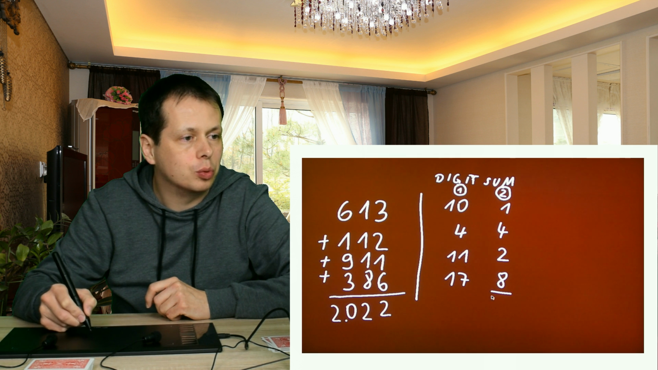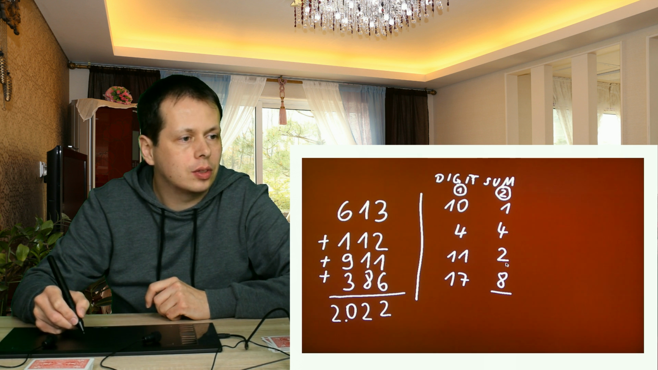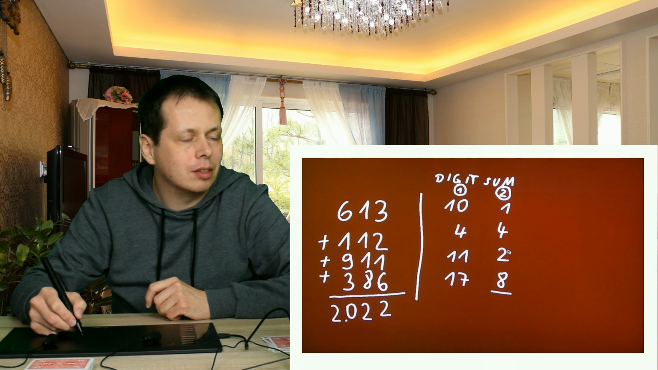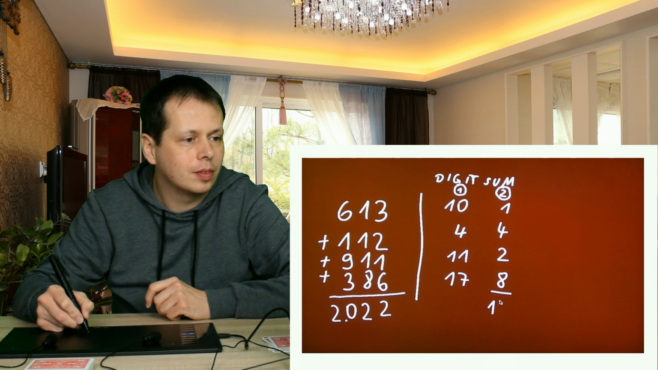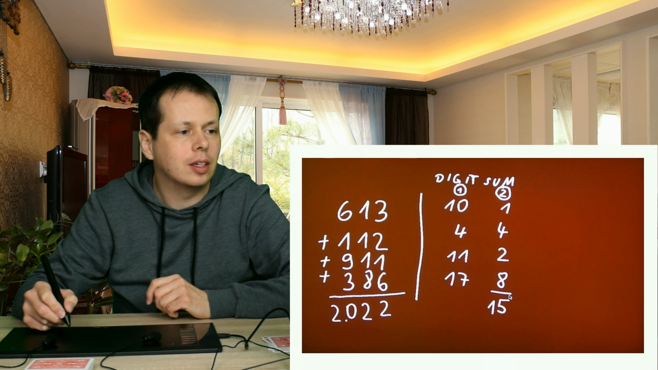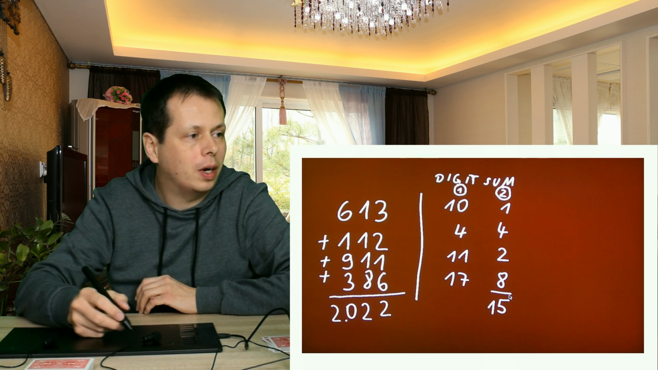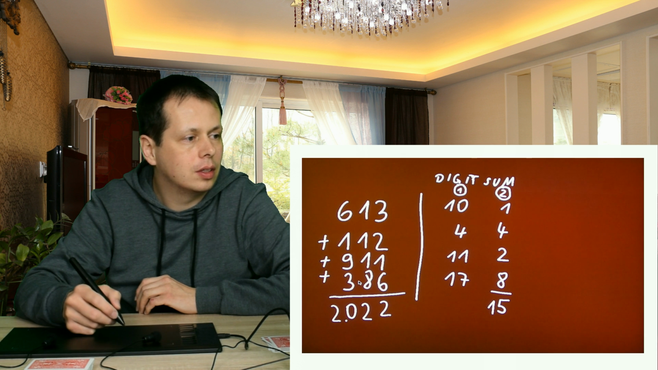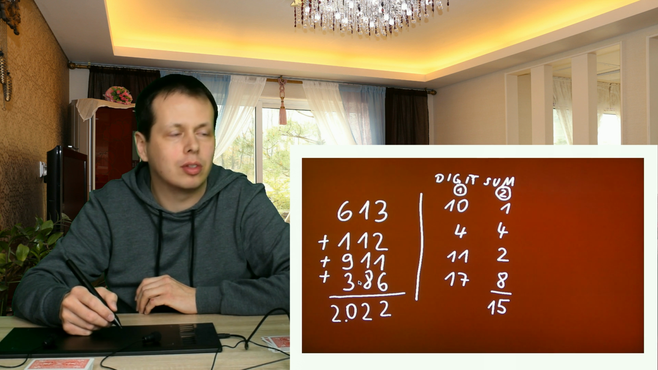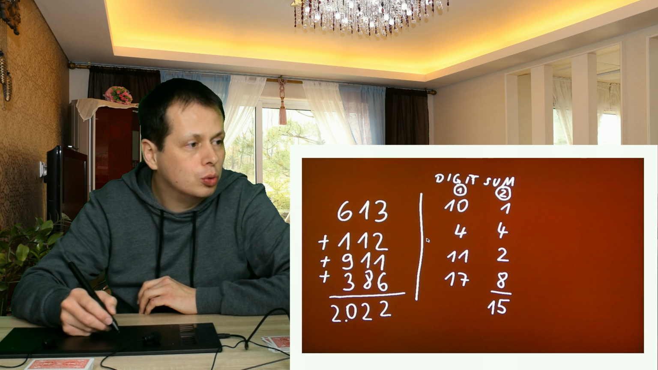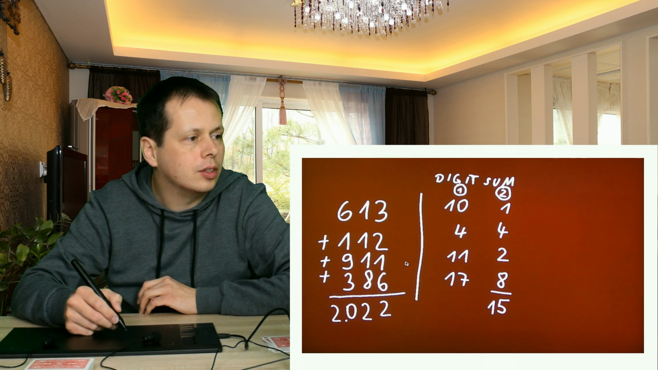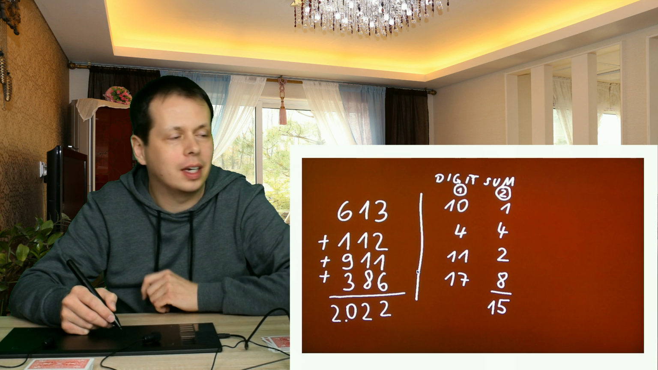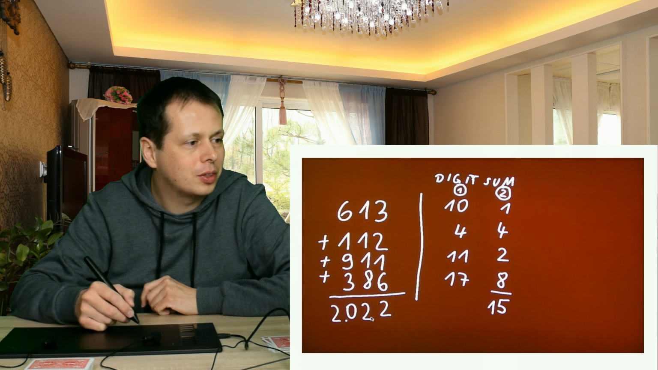Now you have to sum these digit sums. It's 5, 7, 15. Yes. Okay, so this is while you write these numbers. So we have only 2 digits here. I will do another example in a few moments.